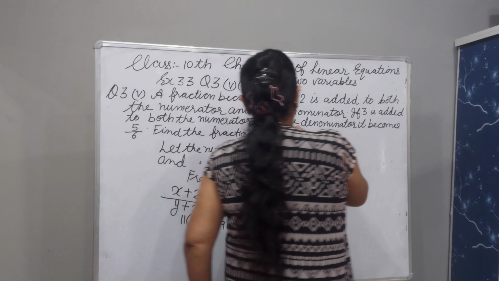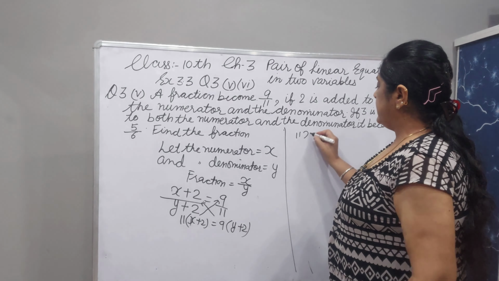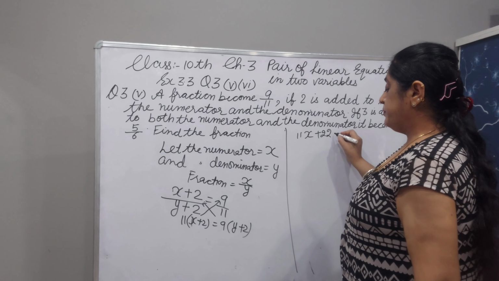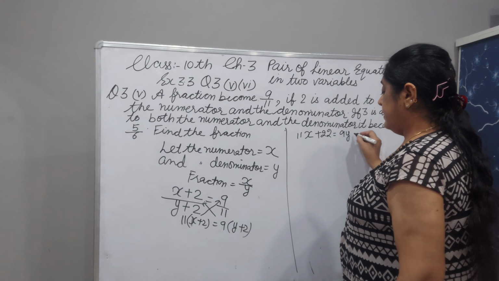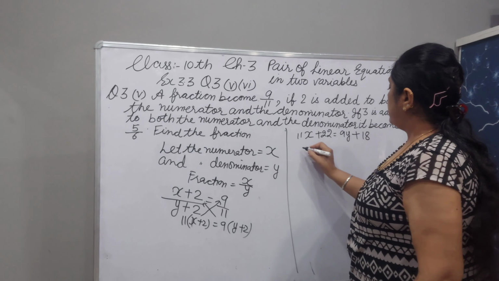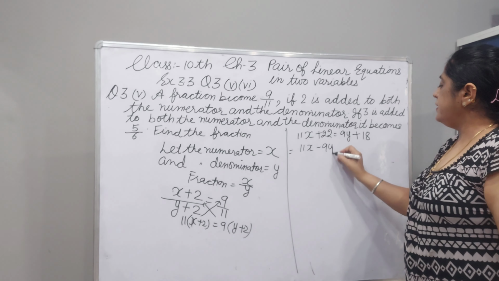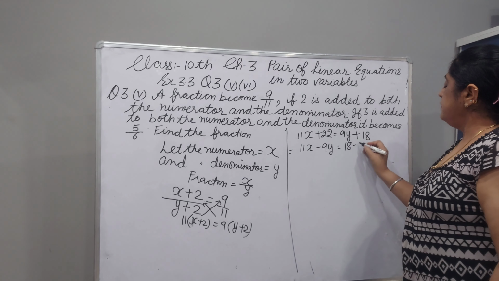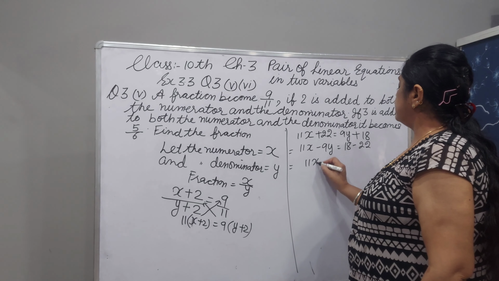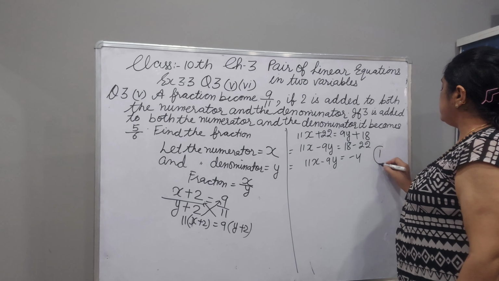I will write here. Now 11 multiply x, 11x, 11 multiply 2, 22, 9y and 9 multiply 2, 18. Now 11x minus 9y equals 18 minus 22. 11x minus 9y equal to minus 4, that is our equation number 1.